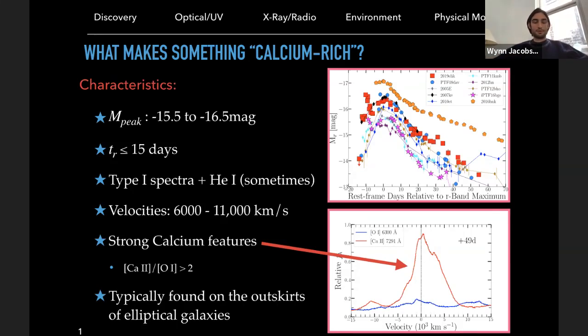And their location in galaxies is usually on the outskirts of elliptical galaxies, but this was based on a really low sample size. Now that we're discovering more, and I'm going to show you one that was found in a really nice barred spiral galaxy, we're finding them all over the place. So we have to reconcile that with the progenitor channels that we're trying to uncover.